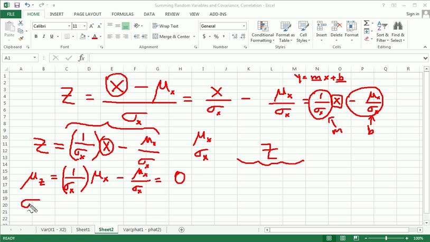Now, the other thing we would like to do is to get the variance or standard deviation, sigma subscript Z, of Z. And you'll remember that the intercept had no effect on the standard deviation or the variance. We could do variance first. It was the slope of the linear transformation squared times the variance of x. And if we do this, we're going to get sigma x squared, the variance of x, over the variance of x, which is equal to 1.